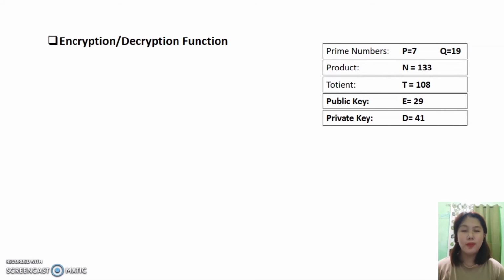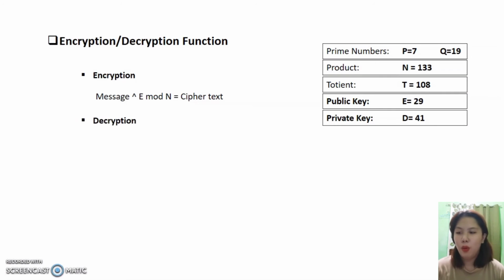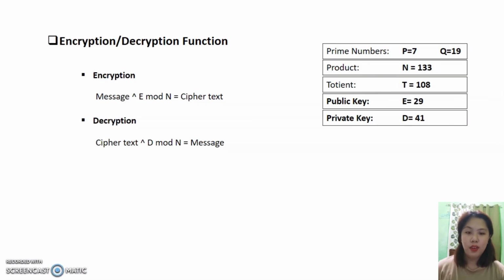Now that we have the public and private keys, let's actually use them for encryption and decryption. For encryption with RSA, first we take the message that will be encrypted and raise it to the public key value. Then we figure out the remainder when divided by n, and that gives us the ciphertext. To decrypt, we take the ciphertext and raise it to the private key value and figure out the remainder when divided by n. If RSA works the way it should, we should get the same message we started with earlier.